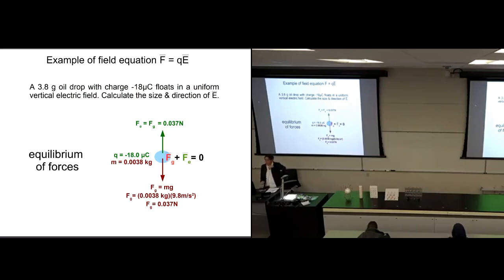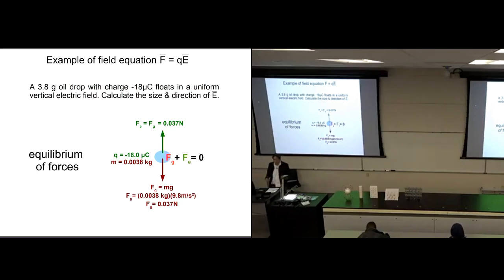So we've got this tiny, tiny oil drop that's floating stationary in air because there's a balance between a downwards pull of gravity and an upwards push of an electrical force. So that's the basic situation, and you can see it pictured in this slide here. Here's the oil drop, here's the gravitational force, and here's the electrical force.